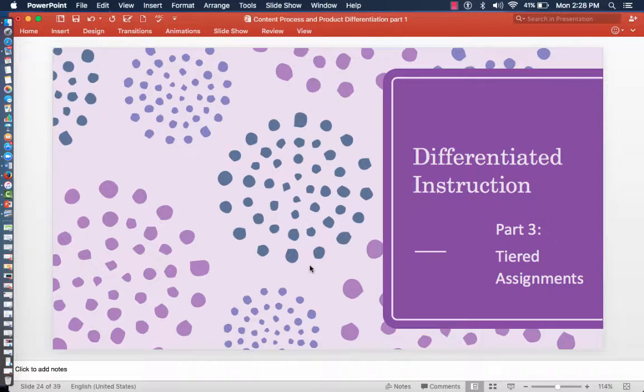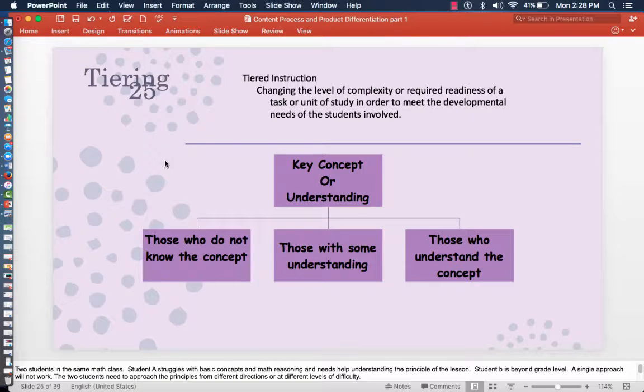Okay, this is part 3, tiered assignments. All right, so what do we really mean by tiering an assignment? When we have a tiered assignment, it means that we have different expectations for each one of those assignments. So we're going to look at the key concept, and I have a few little comments down here as well.